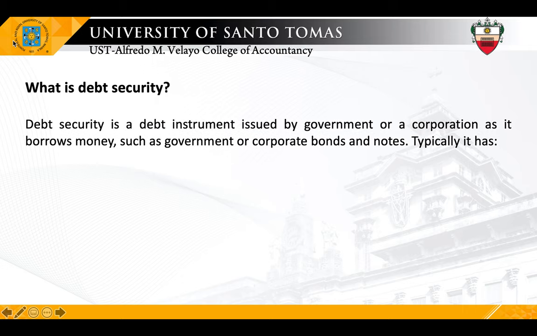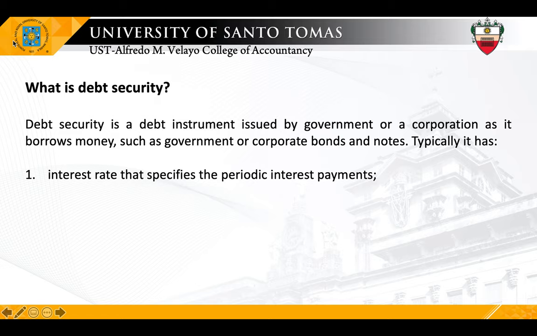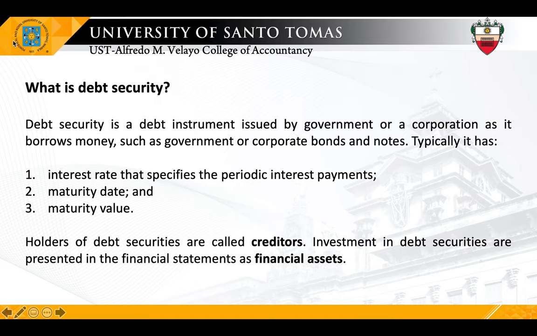A debt security is a debt instrument issued by the government or a corporation as it borrows money, such as government or corporate bonds and notes. Typically, a debt security has, number one, an interest rate that specifies the periodic interest payments, number two, maturity date, and number three, maturity value. So this distinguishes a debt security from equity security.